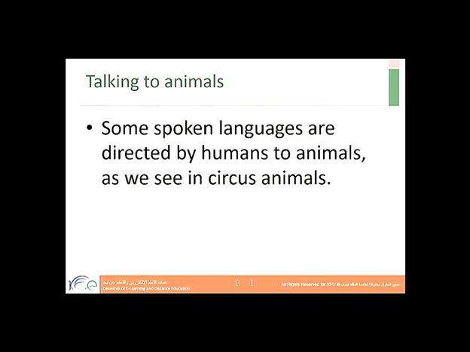For that purpose, there were a number of experiments conducted by a number of researchers. One of the results that researchers came out with is that some spoken languages are directed by humans to animals, obviously, as we see in circus animals. Which means that animals have the potential to learn human language, but not in its full picture, not in its full image.